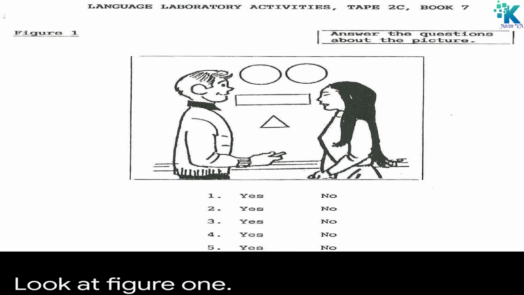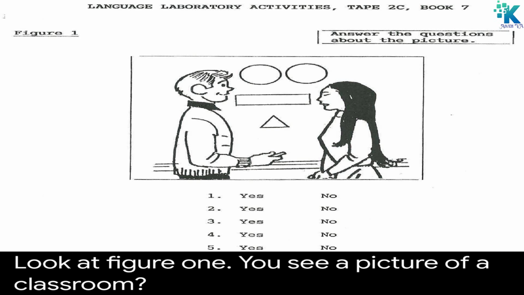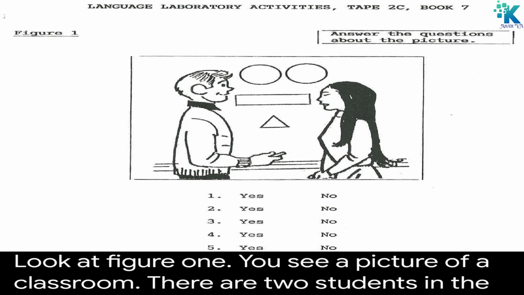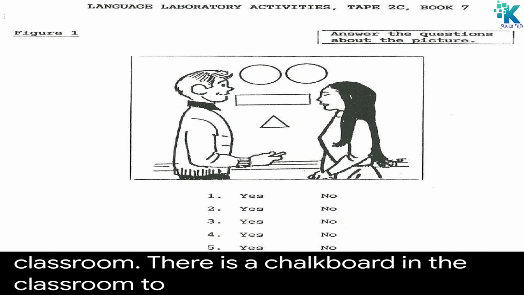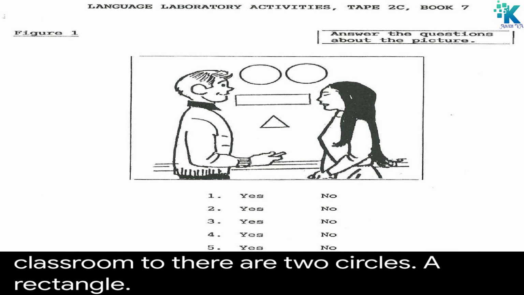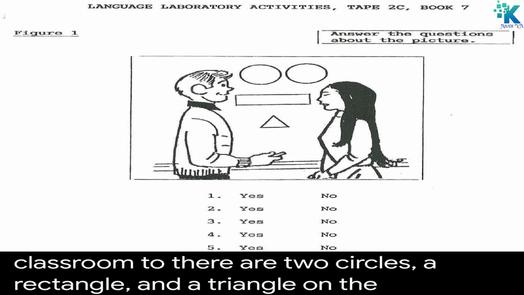Look at Figure 1. You see a picture of a classroom. There are 2 students in the classroom. There is a chalkboard in the classroom, too. There are 2 circles, a rectangle, and a triangle on the chalkboard.